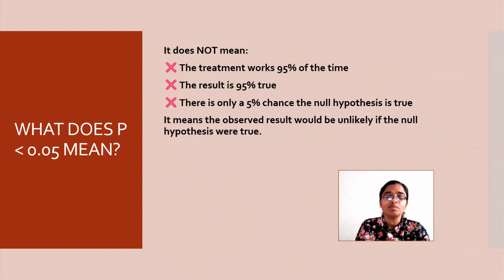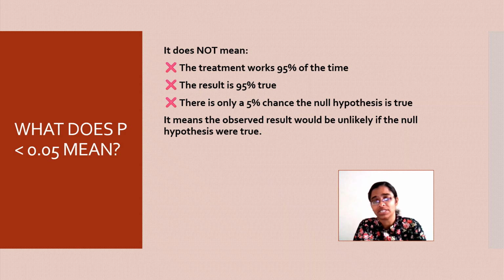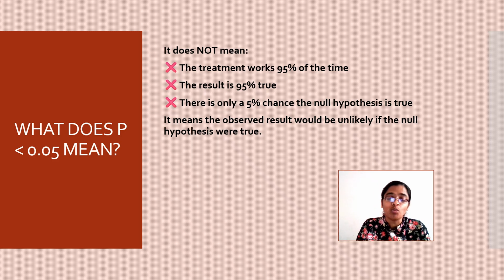So what does p less than 0.05 mean? It does not mean that the treatment works 95% of the time. It does not mean that the result is 95% true. And it does not mean that there is only a 5% chance that the null hypothesis is true. What it means is that the observed result would be unlikely if the null hypothesis were true.